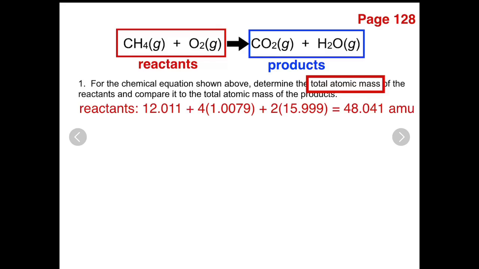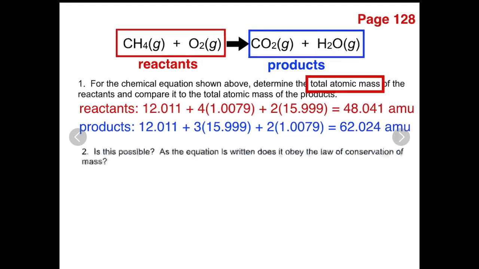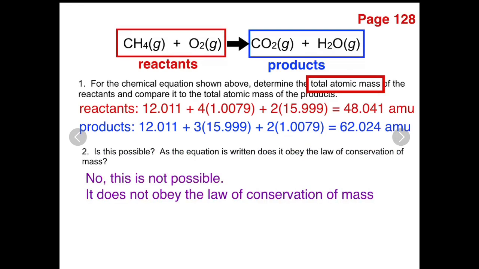Looking at the mass of the product on the other hand, you add all of those masses together: 1 carbon and 3 oxygen. Where do the 3 oxygens come from? They come from these 2 and 1 more right here, and then 2 hydrogen come from there. Added together, that is equal to 62.024 AMU. This is not possible because it goes against the law of conservation of mass, because you can't input something less and expect to get more.